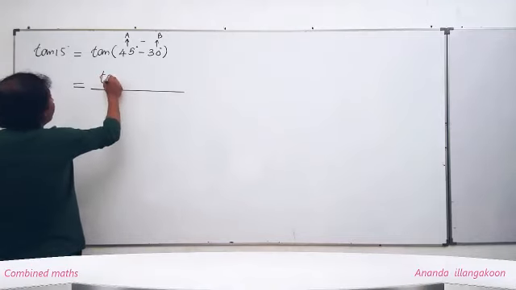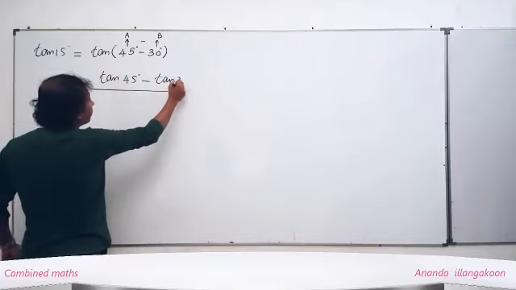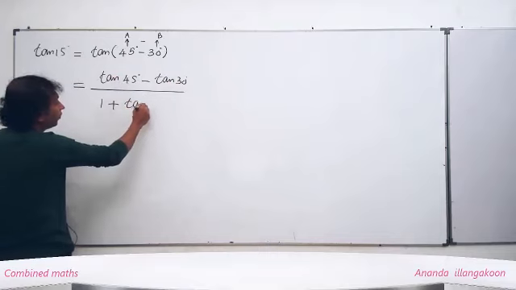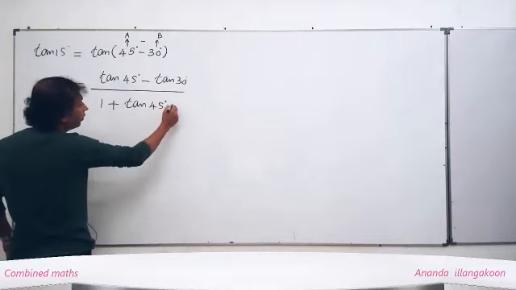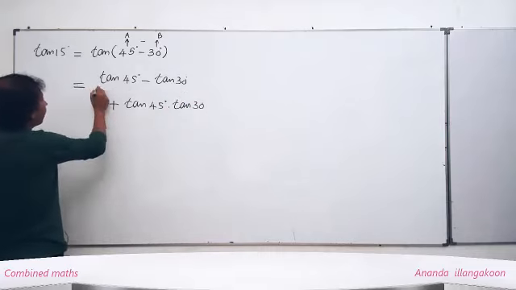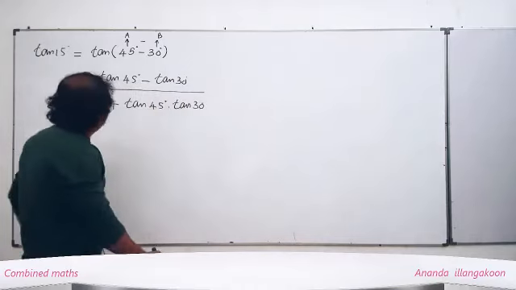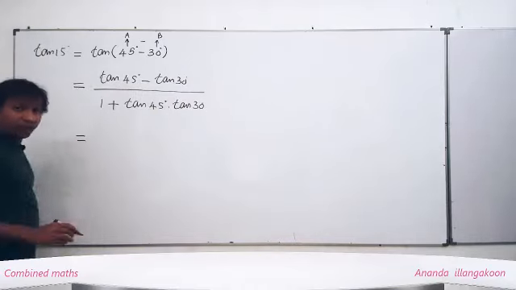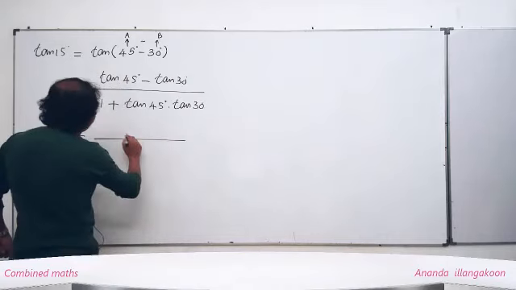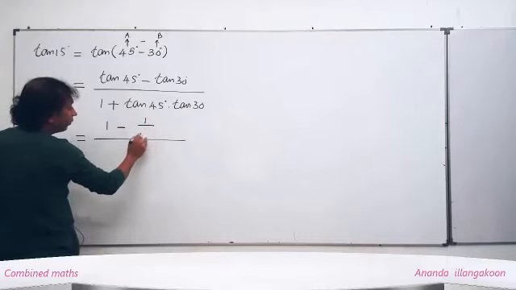Tan 45 minus tan 30 divided by 1 plus tan 45 tan 30. Right. Okay. People, you know tan 45. Tan 45 is 1, right? Yeah, tan 45 is 1. Minus. What is tan 30? It's 1 over root 3.